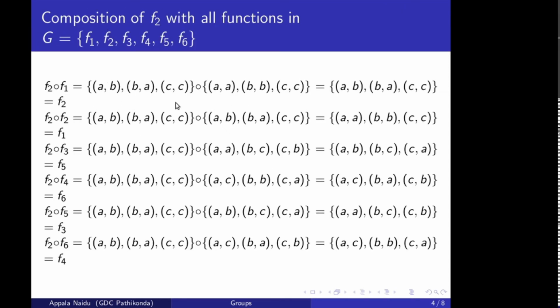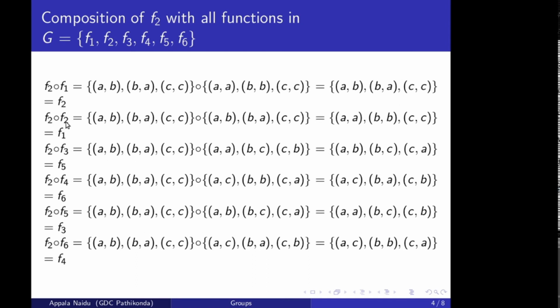this is F2 F1, this is F2. So F2 circle F1 is, if we see that, we start with A goes to A, here A goes to B, so as a result A goes to B. Here we start with B goes to B, goes to A, so B goes to A. Here we start with C goes to C, here C goes to C. So this is C goes to C. As a result we get F2 circle F1, this is F2.